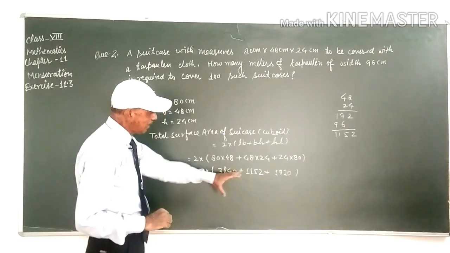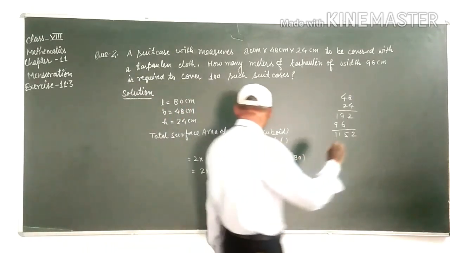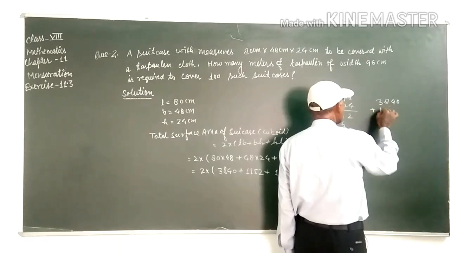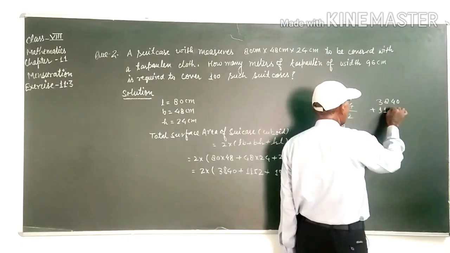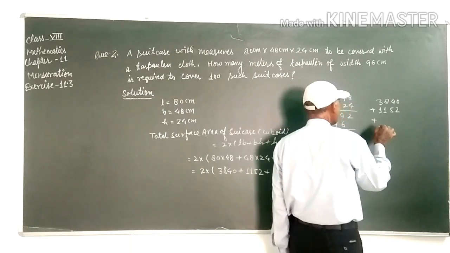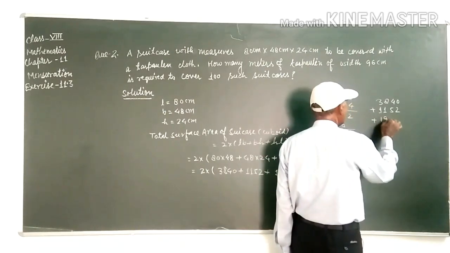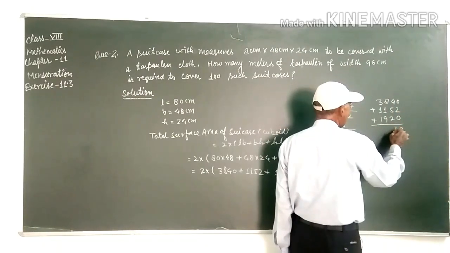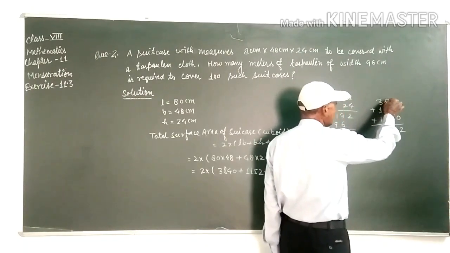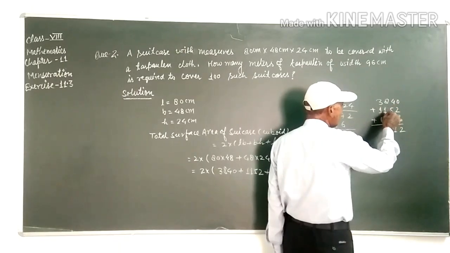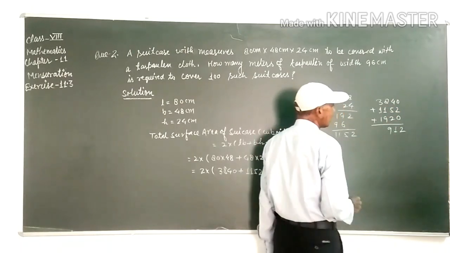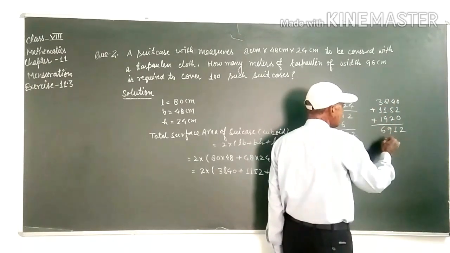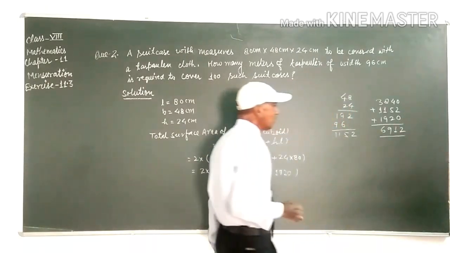Clear, student? Now add this. That will be 3840 plus 1152 plus 1920, and that will be 6912.